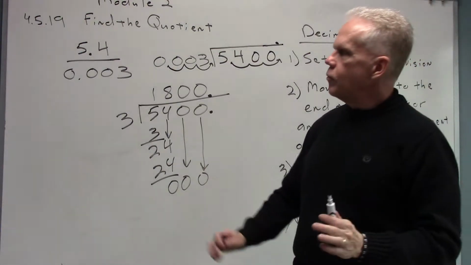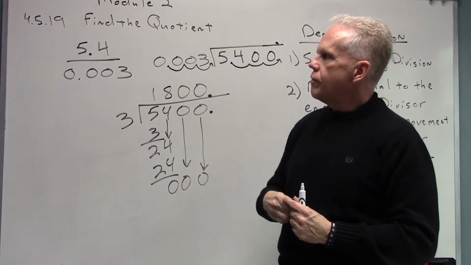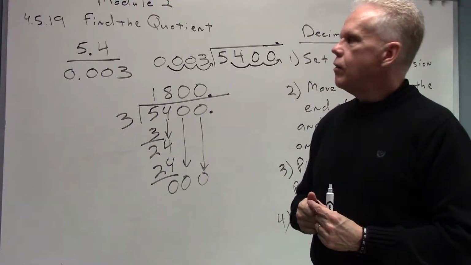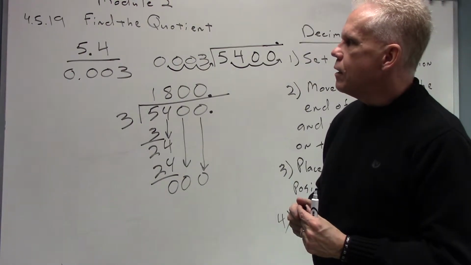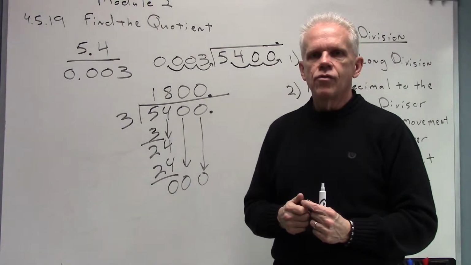Again, most of the work was getting the decimal position to the correct spot, and so when we do 5 and 4 tenths divided by 3 thousandths, we end up with 1,800 for our answer.